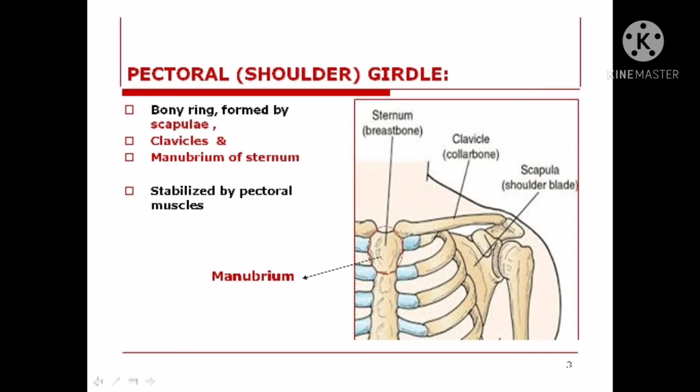The pectoral girdle or the shoulder girdle. Girdle, kamarband in Urdu. It's a bony ring formed by both of the scapulae, the clavicles, and the manubrium of the sternum. The manubrium is the part of the sternal bone in the thoracic region. It has been shown in the diagram by an arrow. The girdle is stabilized by the pectoral muscles.